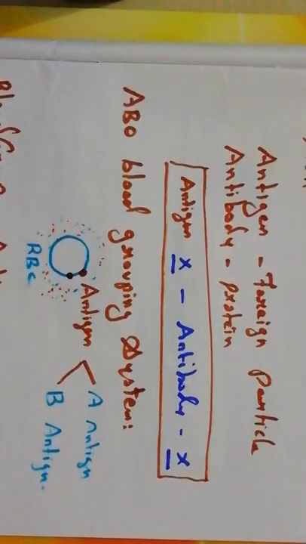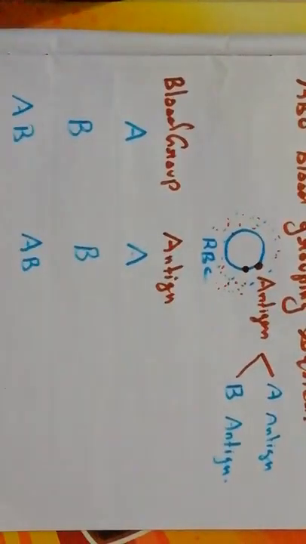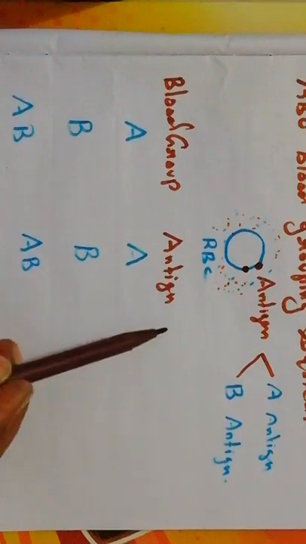As I said already, if the antigen and the antibody are matching, they will react with each other. So the antibody must be the opposite one. Naturally it is present. If it is the same antigen and antibody, they will react. So the antibody will be the opposite one. Now we can write the antibody here.